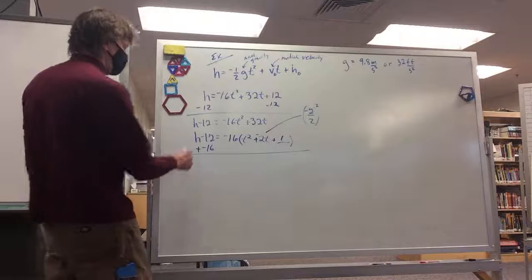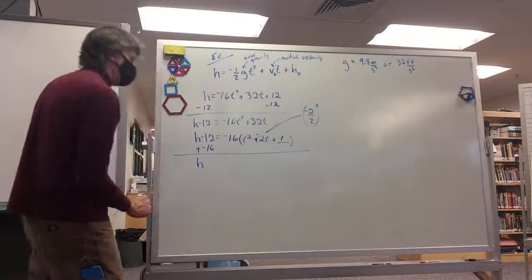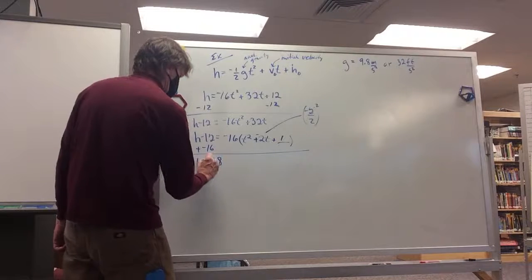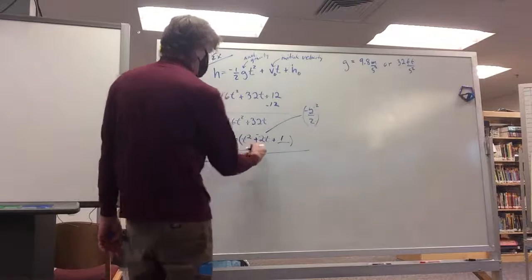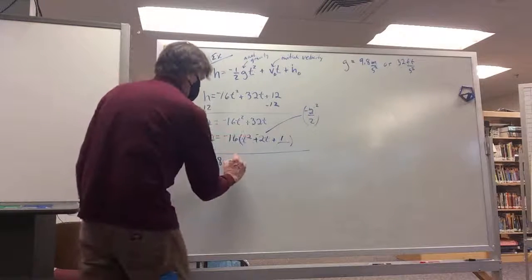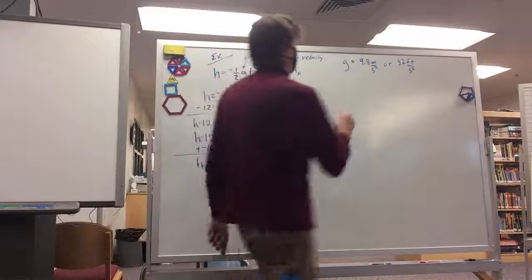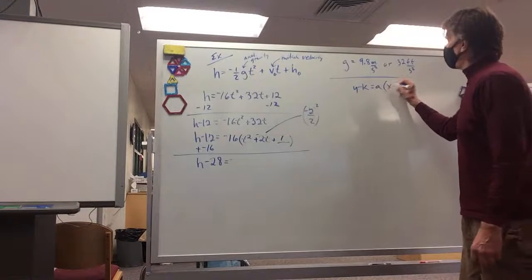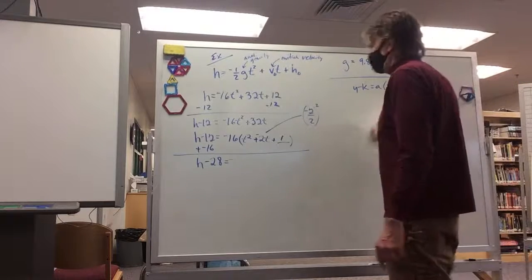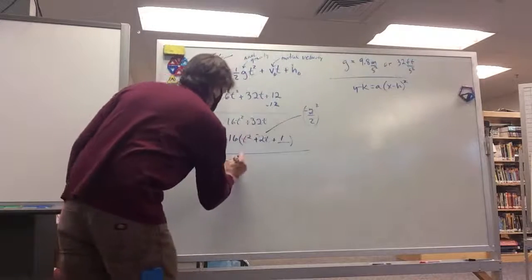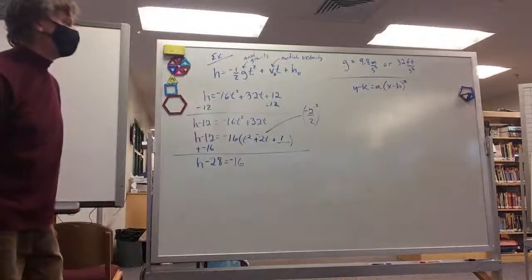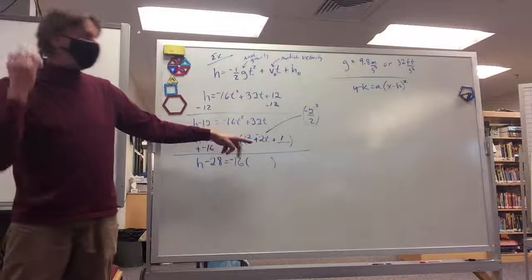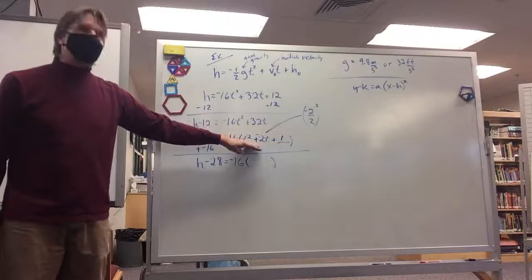Okay, now, what is the left-hand side of the equation? H minus 28. Okay, and that is going to be equal to. So now what we should do is we should write this in vertex form, which is y minus k is equal to a times x minus h quantity squared. So now we have a negative 16 because that's our a value. And then what we're going to do is we have to come up with the binomial square that this quadratic is equal to.